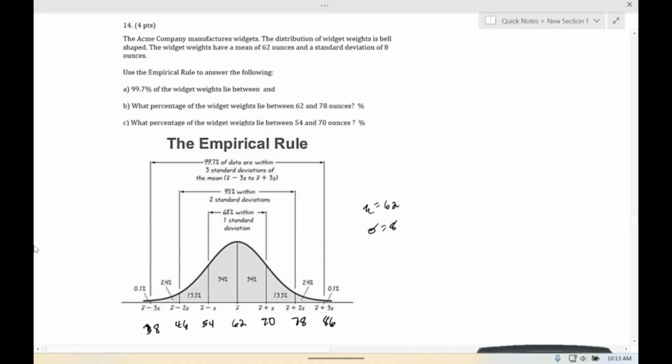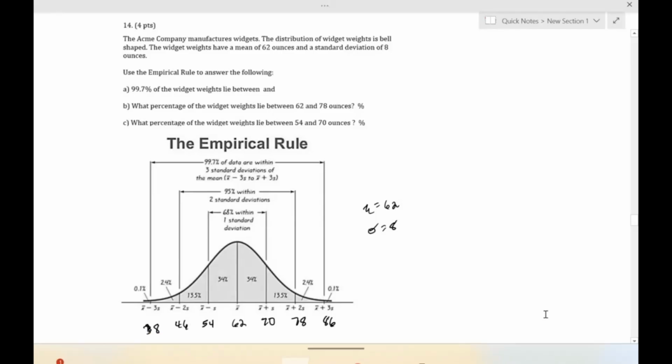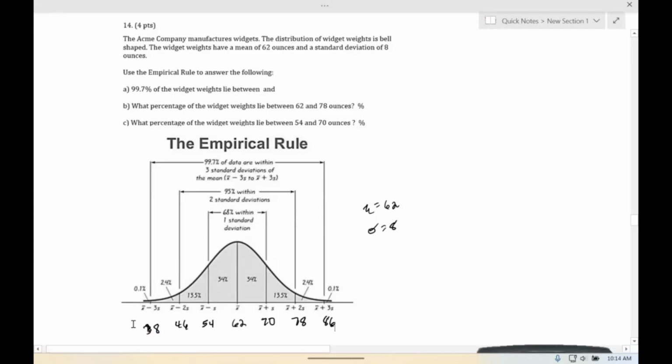So now we can answer the following questions. It says, 99.7% of the widget's weight lie between what two values? So if we look at our empirical rule, we can see that those two values are 38 and 86.